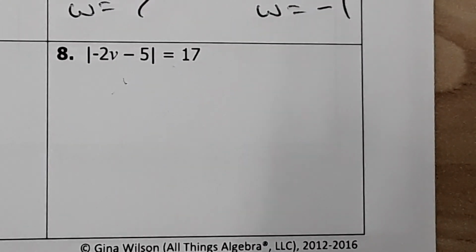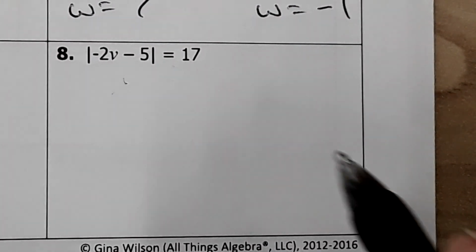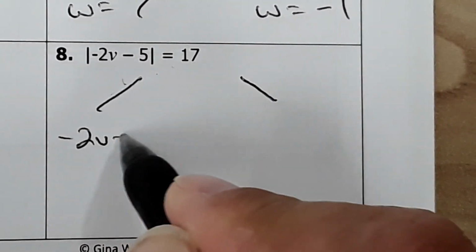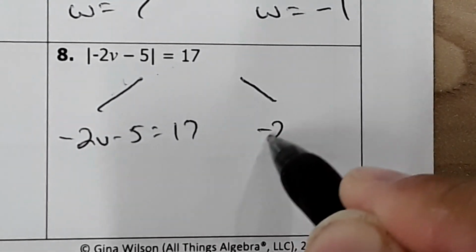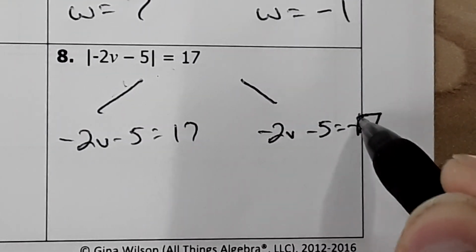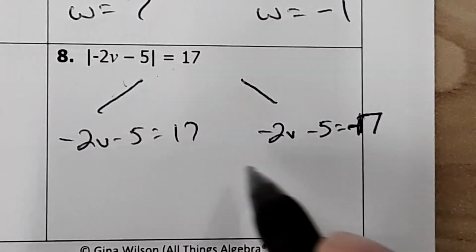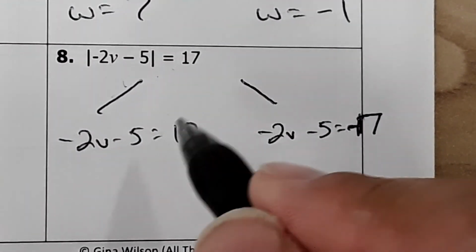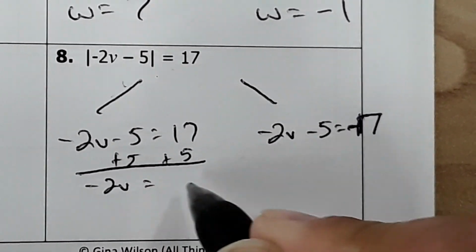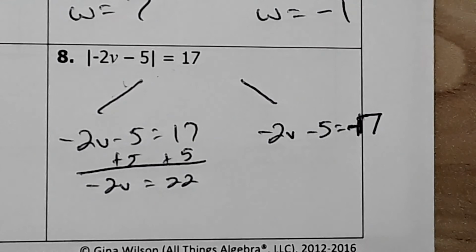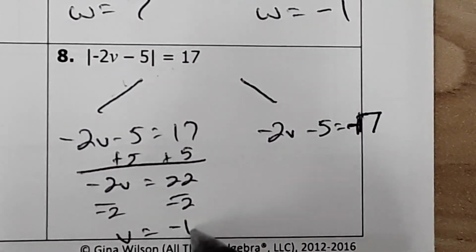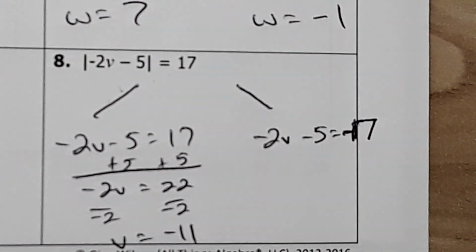Let's look at a little bit harder one, and then we'll move on. There's nothing outside the bars, so I'm going to work it two ways. Once, just like it looks, and once with the negative. These are both two-step equations, so I'm going to add 5. Divide by negative 2. And I get V equals negative 11.